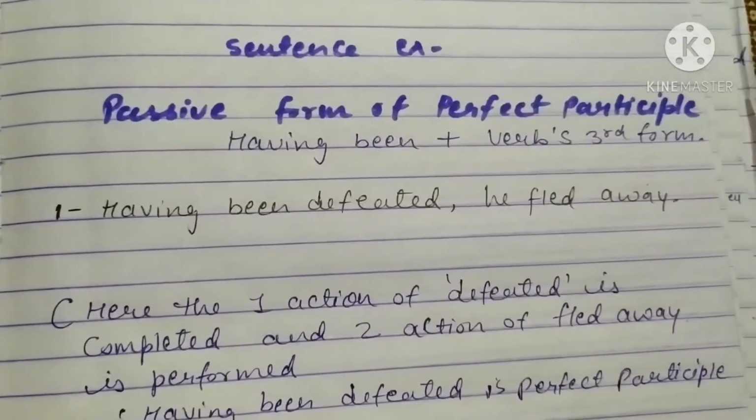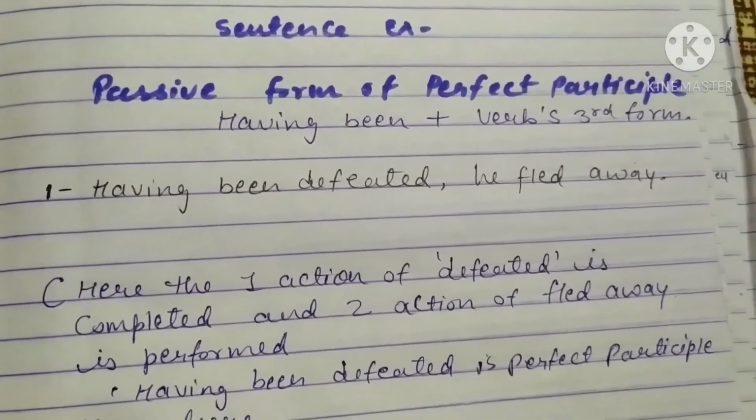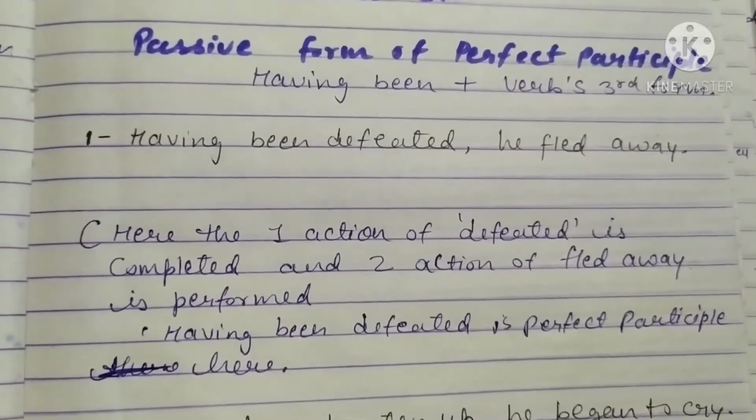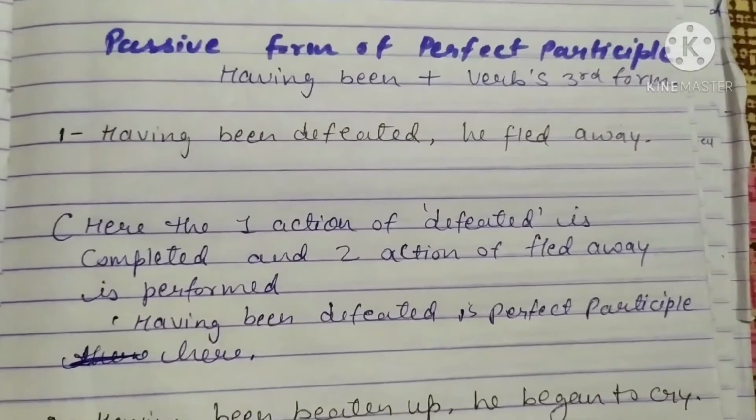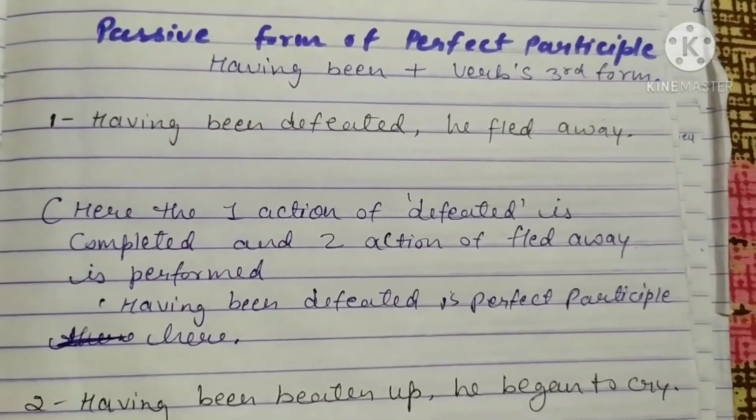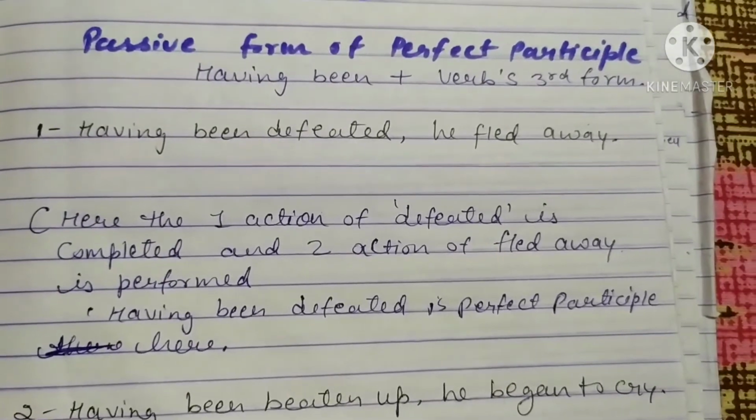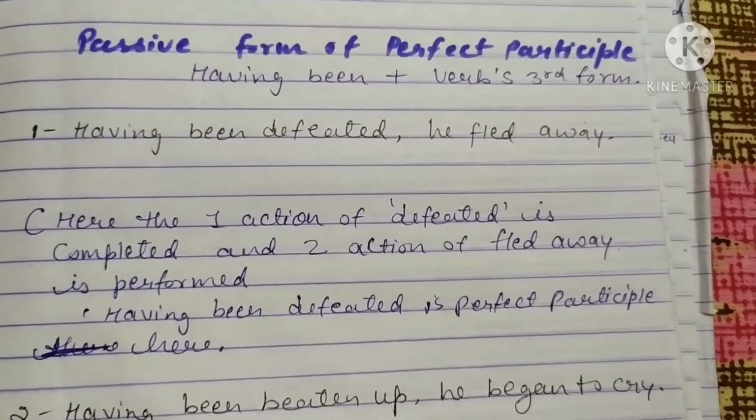Now see the sentence examples of the passive form of the perfect participle: having been plus verb third form. Example: having been defeated, he fell away. Here the first action of being defeated is completed, and the second action of falling away is performed. So having been defeated is a perfect participle here.